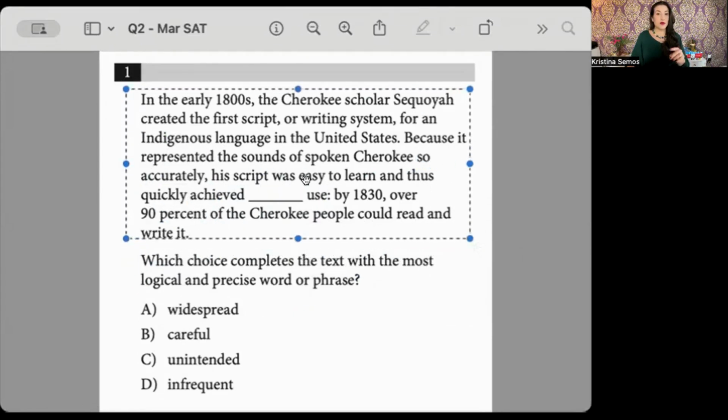So let's read our text. And remember, when we read this, we're going to put our own word in the blank just so we're clear on the meaning. So in the early 1800s, the Cherokee scholar Sequoyah created the first script or writing system for an indigenous language in the United States. Because it represented the sounds of spoken Cherokee so accurately, his script was easy to learn and thus quickly achieved blank use. By 1830, over 90% of the Cherokee people could read and write it.